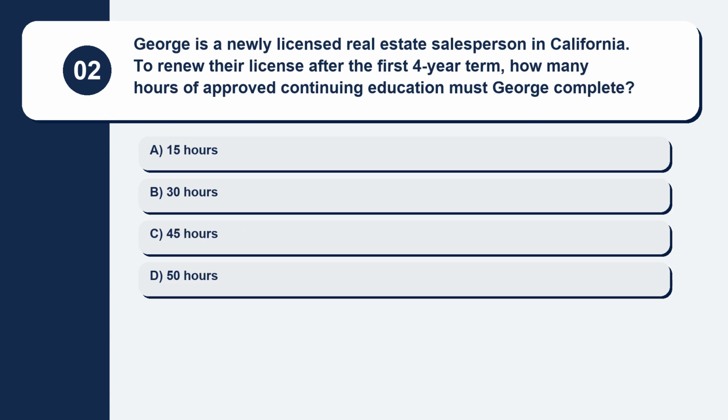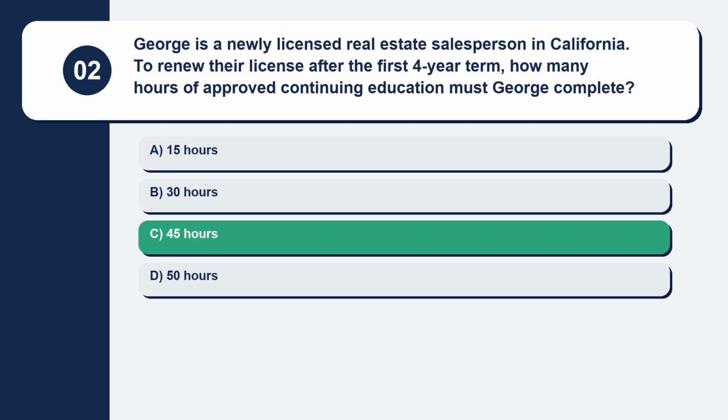Question 2. George is a newly licensed real estate salesperson in California. To renew their license after the first 4-year term, how many hours of approved continuing education must George complete? Here are your options. Option A, 15 hours. Option B, 30 hours. Option C, 45 hours. Option D, 50 hours. The correct answer is option C, 45 hours.